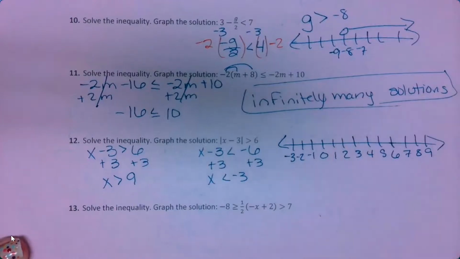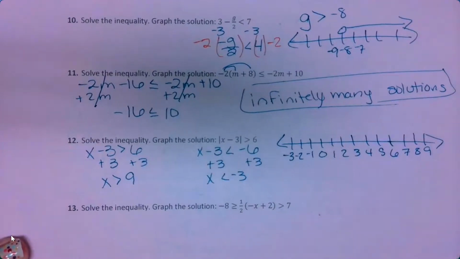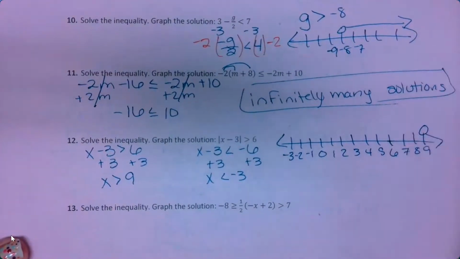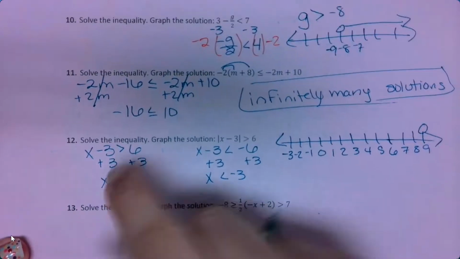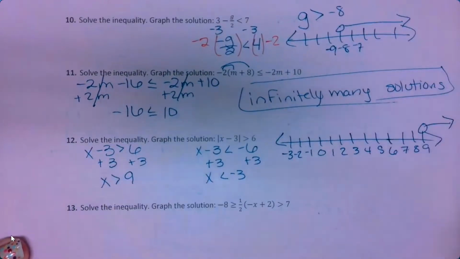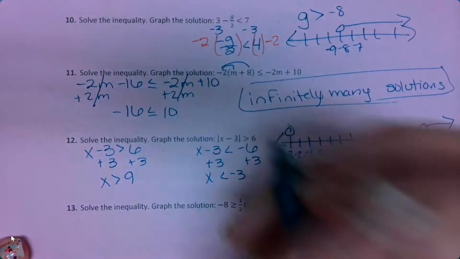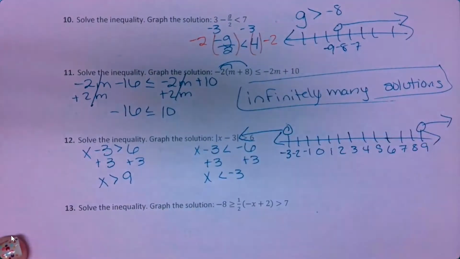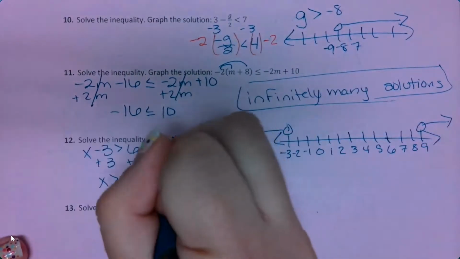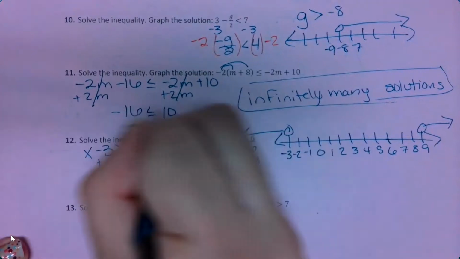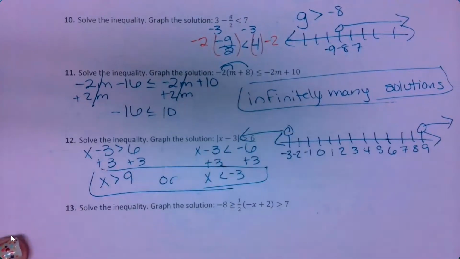Okay. Now that I have my numbers here, I can go ahead and plot it. X is greater than 9, so that gets an open circle towards the right. And then less than negative 3, that also gets an open circle to the left. Because they're going opposite ways, I want the word or in between, and this is my final answer.